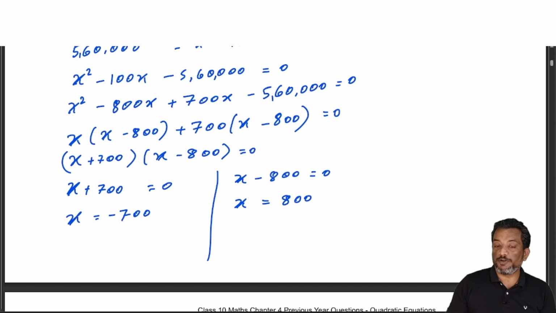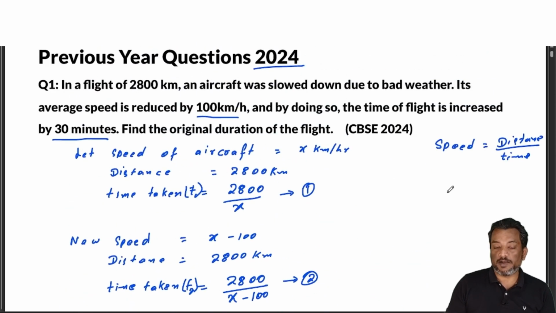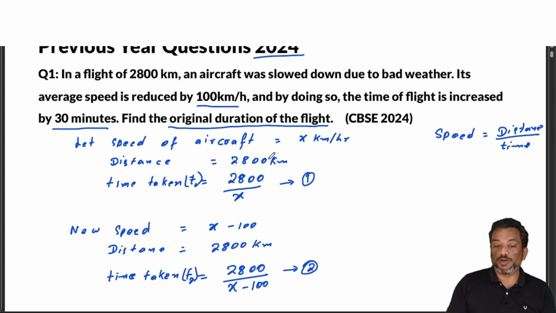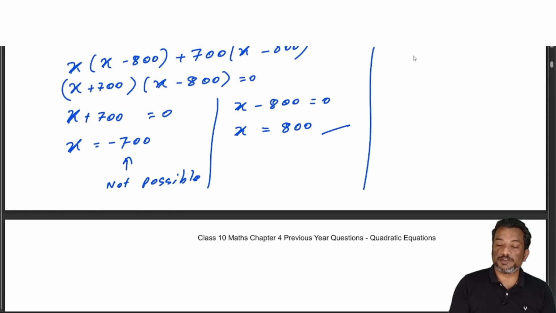Okay, now what you have taken, x, you have taken the speed of the aircraft. So here it is saying what is the original duration of the flight. So speed we have got it, and also we have to now find the original duration. So we can see here we are getting one negative speed, one positive speed. So speed can never be negative. So this one is not possible here.